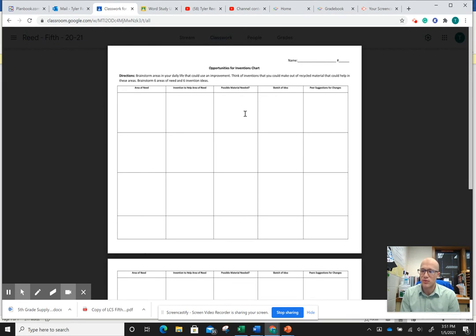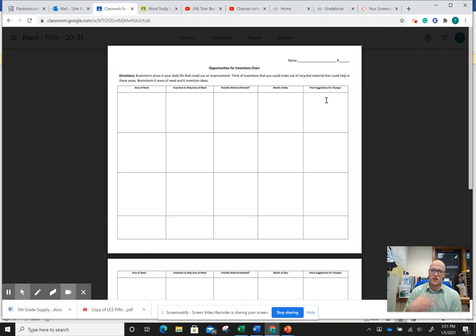Okay? And possible material needed. So there I'm just brainstorming what maybe I could make it out of. Okay, so I might make it out of plastic. I might make it out of plastic and cardboard and glue. I might use those items to do it. So I would list those things in that box. Then I would create a sketch of my idea very briefly. I would briefly sketch that thing. And then where it says peer suggestions for change, you're not going to fill that box out remotely.